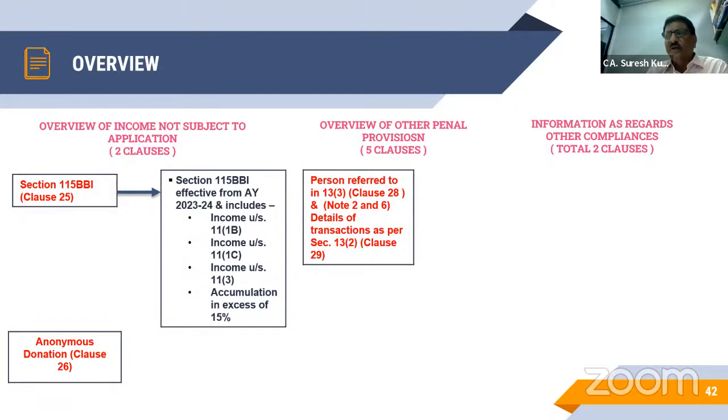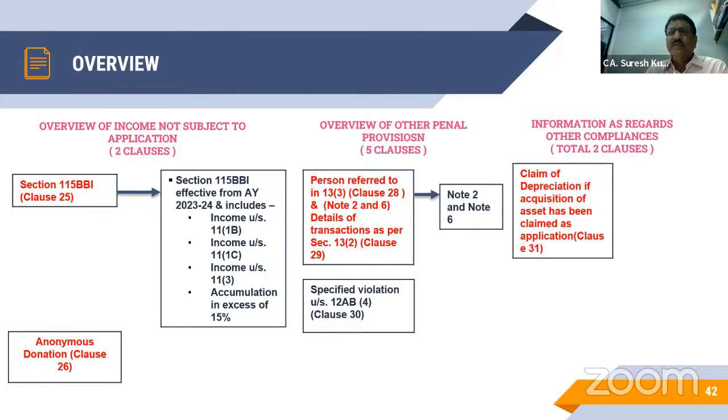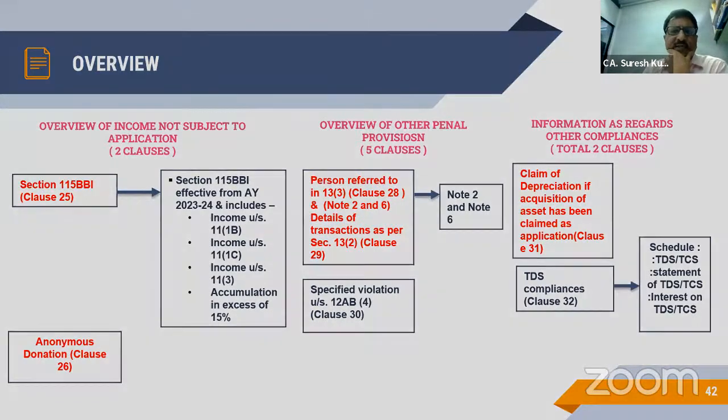Now, a number of issues arise from this also, which I'll take up in the case studies. And again, the auditor has to also report whether the specified violations, as mentioned in 12AB(4), have been committed or not by saying yes or no. Again, certain issues are arising from this. Again, the auditor has to report whether a claim of depreciation, if the acquisition has already been taken as an application, and how much amount of depreciation is of that nature, and the tedious compliances, again, the auditor has to give. Now, we shall deal with the very, very crucial aspect of these penal provisions as a case study.